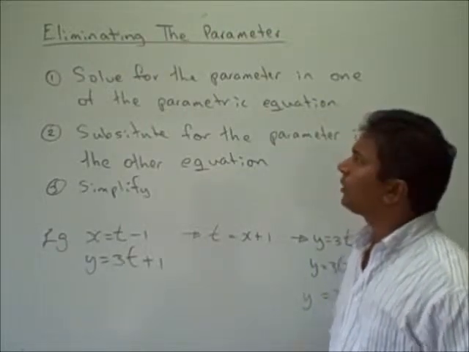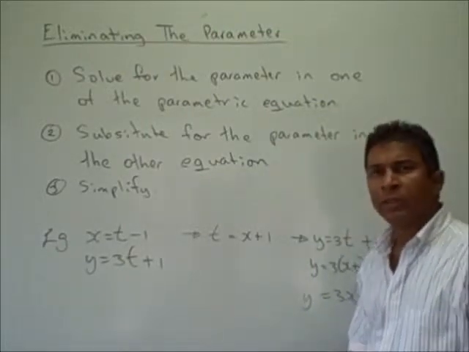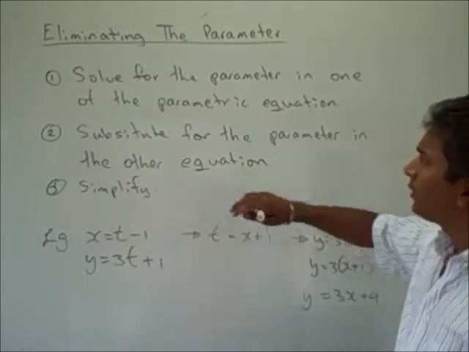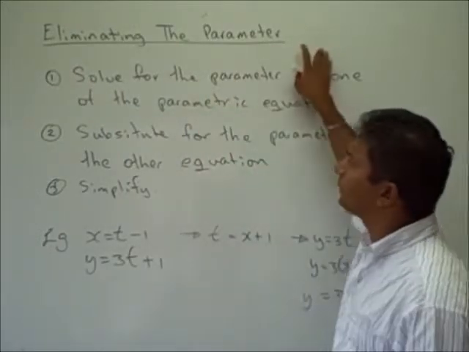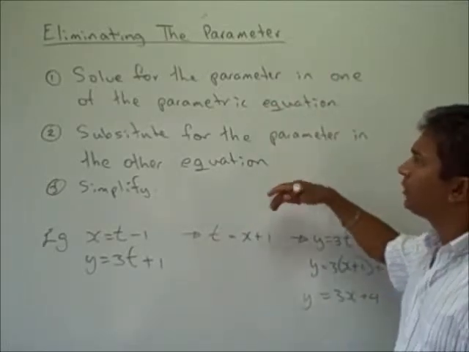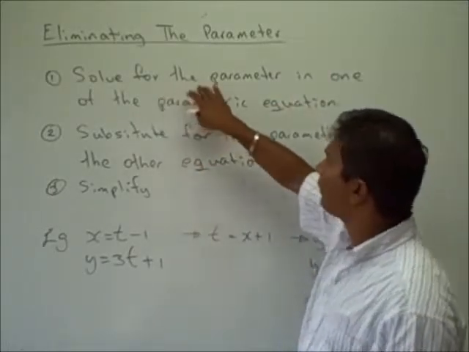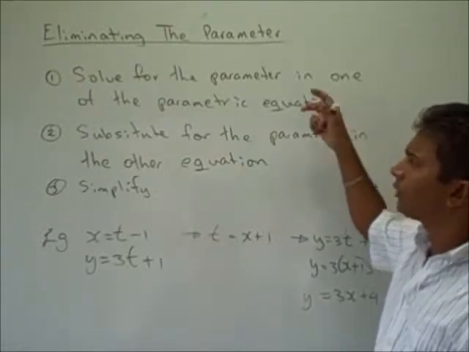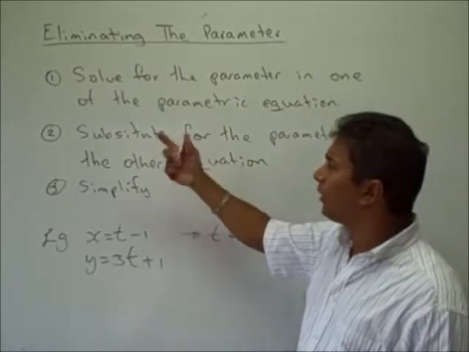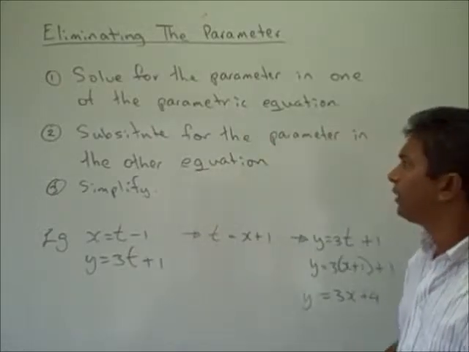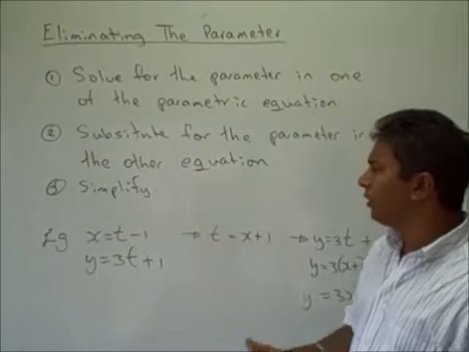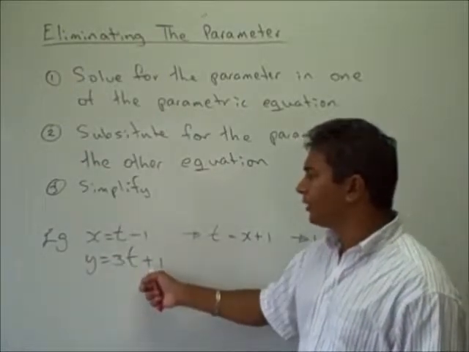In this section, we're looking at converting two parametric equations into a rectangular equation. This is known as eliminating the parameter. Our steps for doing this is to first solve for the parameter in one of the parametric equations. So the first thing we need to do is solve for t or theta or whatever that parameter is in either x or y.